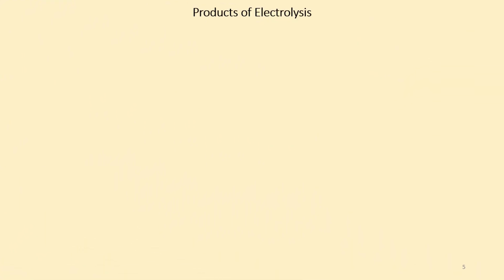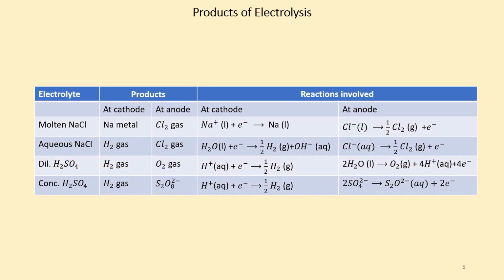The products of electrolysis discussed in the previous slide in respect of molten NaCl, aqueous NaCl, dilute H2SO4 and concentrated H2SO4 are depicted in the table shown on the screen. Products at the cathode as well as the anode, as well as the reactions involved at the cathode and anode, are also displayed in detail. Please pause this video and go through all the reactions shown.